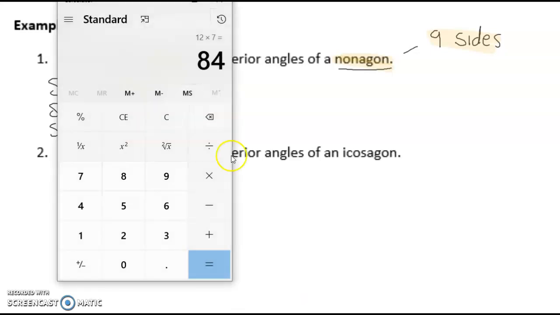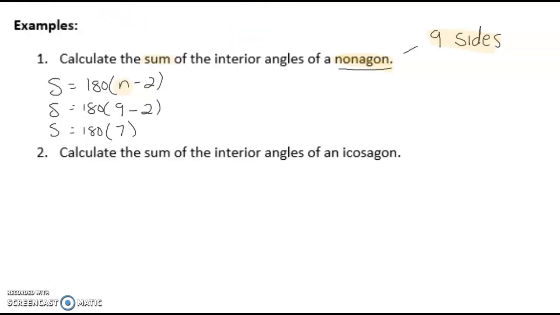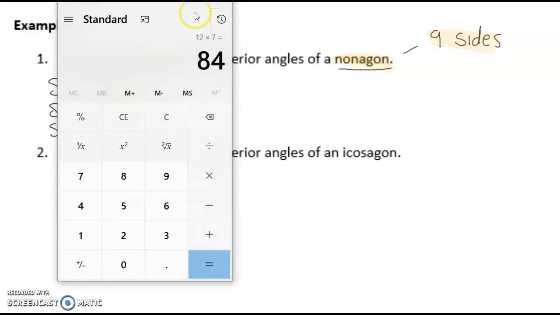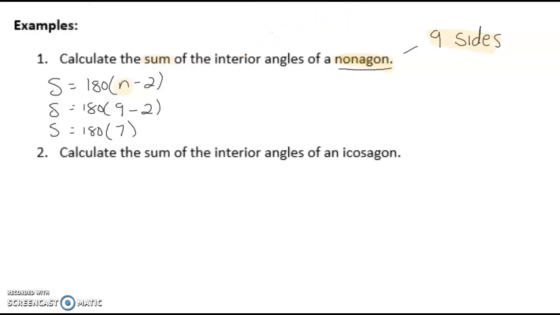Put it in your calculator. And when you put all that in, you will get 1,260 degrees.